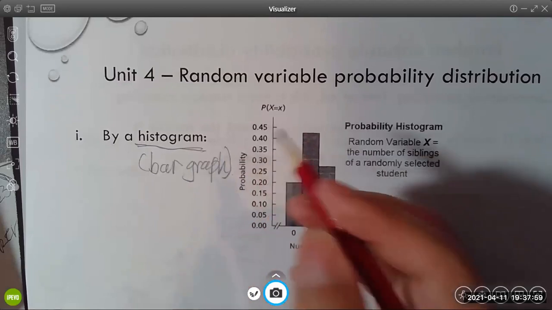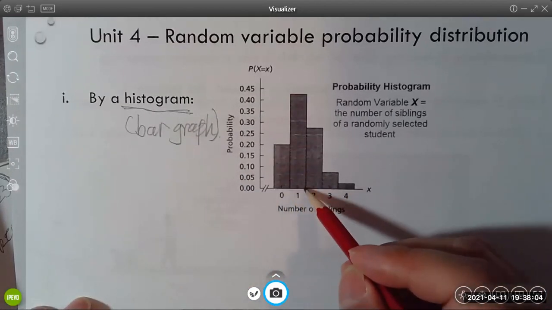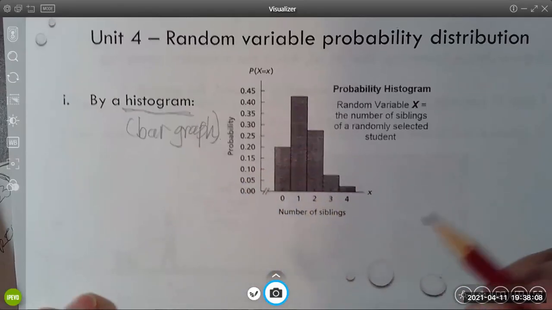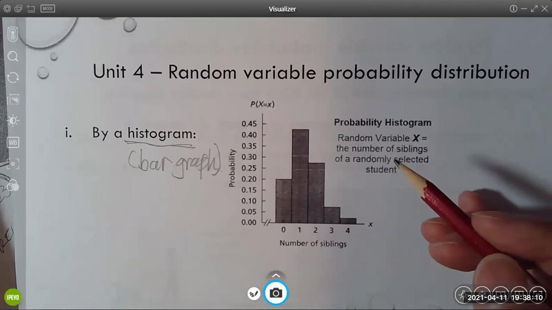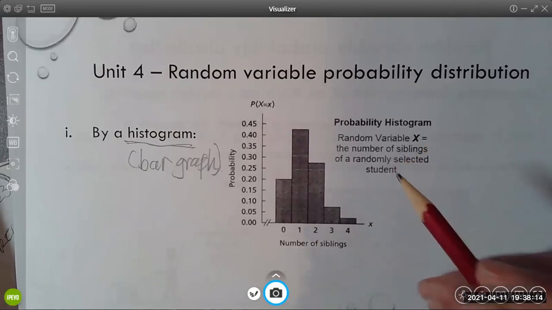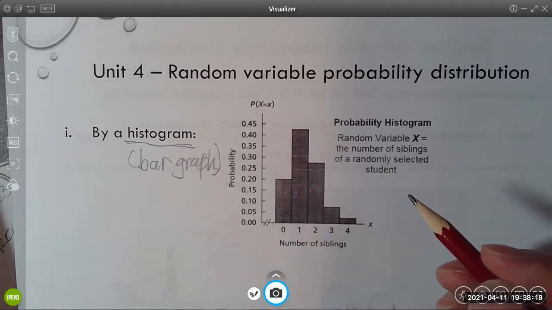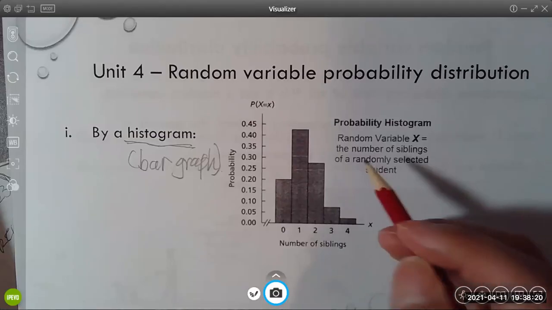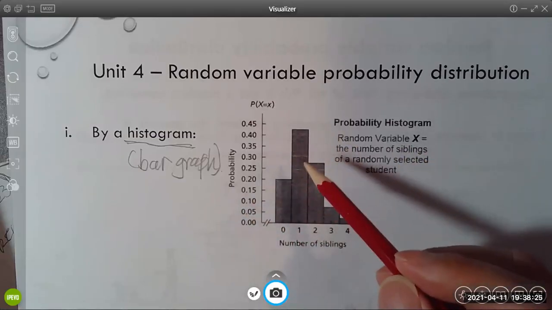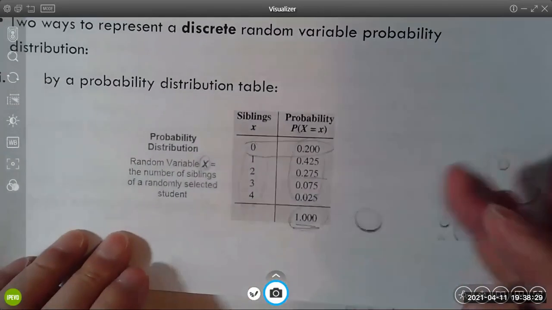The only difference is that for a histogram, you can see there's no gap between bars, and for a bar graph, there's a gap between bars. But for our discrete variable probability representation, don't worry too much whether you have a gap or not. Basically, they give you the same amount of information, so it's not a concern here. This is just a visual representation of the table on the previous slides.